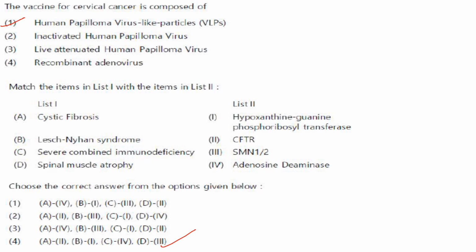Now next one. Cystic fibrosis. Cystic fibrosis is for CFTR. A2. Then Lesch-Nyhan syndrome. It is hypoxanthine guanine phosphoribosyl transferase. B1. Severe combined immunodeficiency, adenosine deaminase. C4. Spinal muscular atrophy is SMN1 or 2. Answer is option 4, A2, B1, C4, D3.